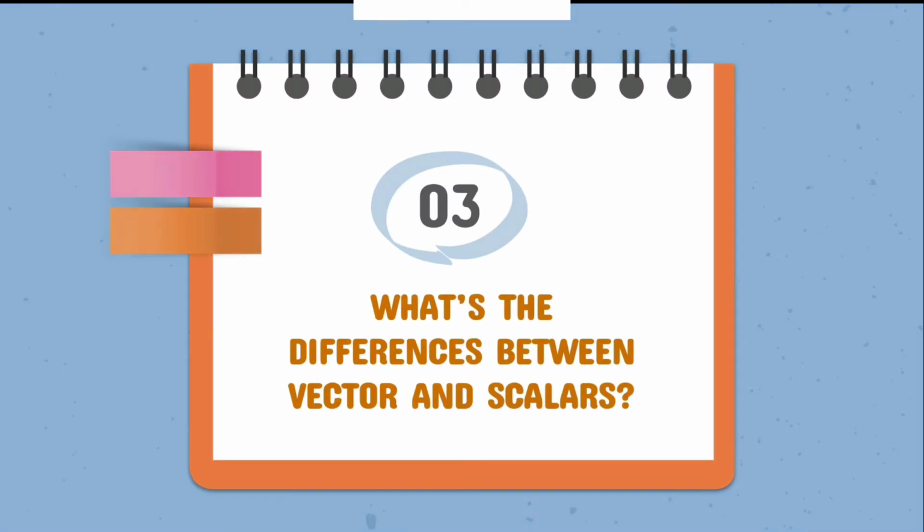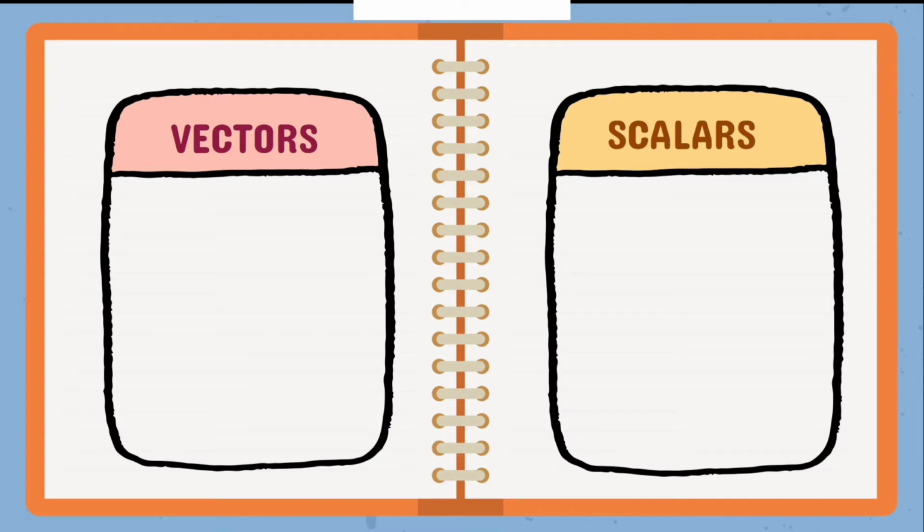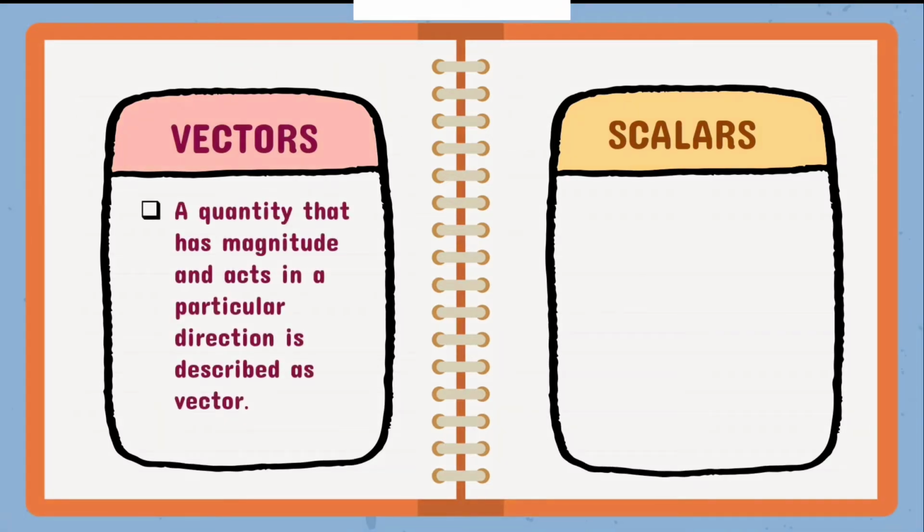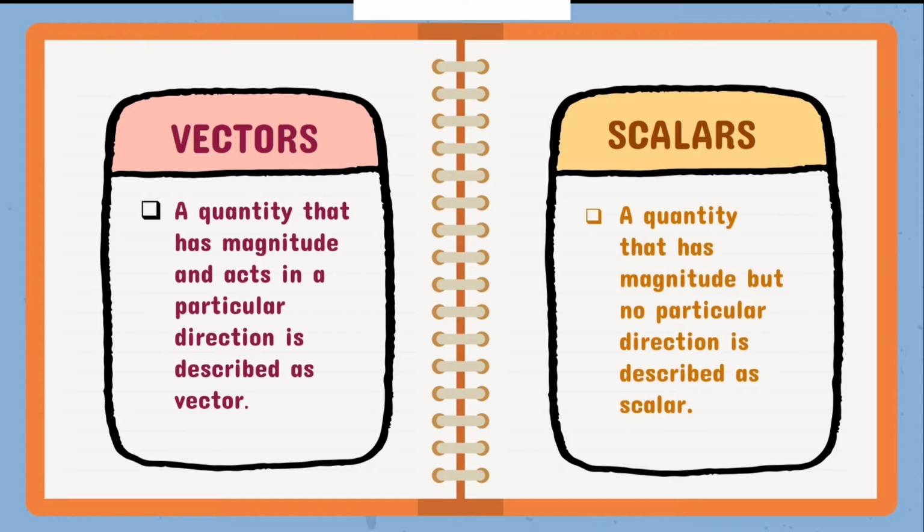What's the difference between vectors and scalars? Vectors: a quantity that has magnitude and acts in a particular direction is described as a vector. Vector possesses both magnitude and direction. Scalars: a quantity that has magnitude but no particular direction is described as a scalar.